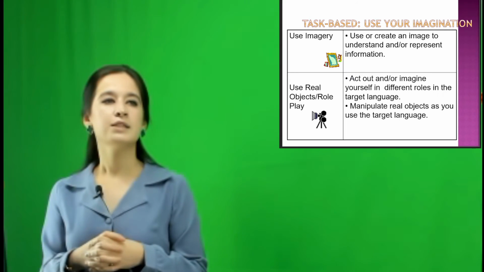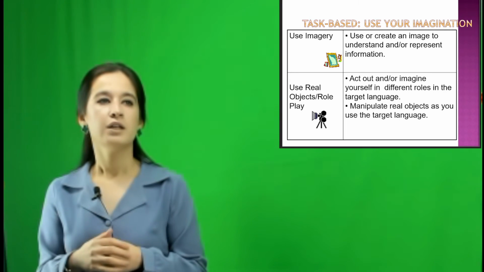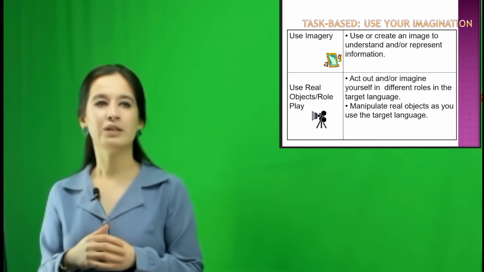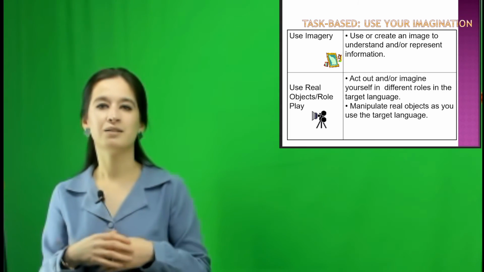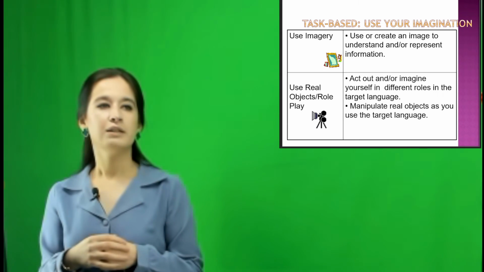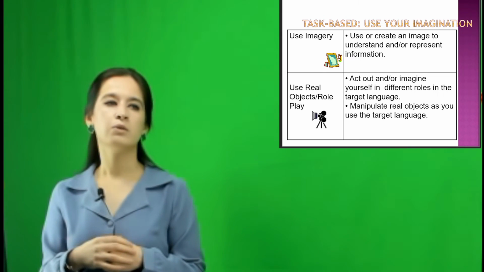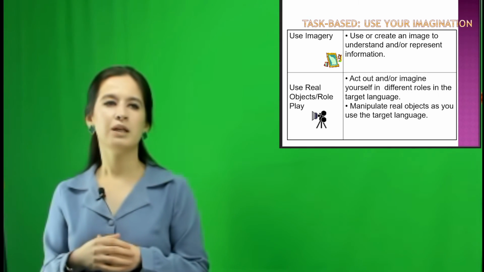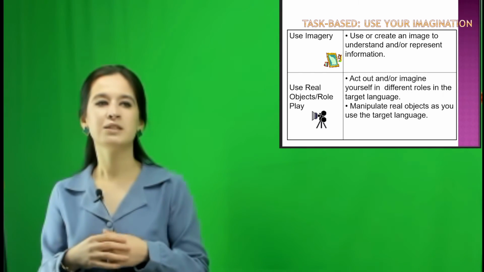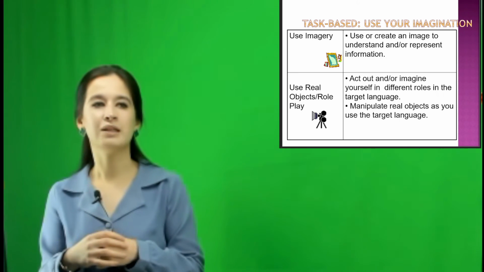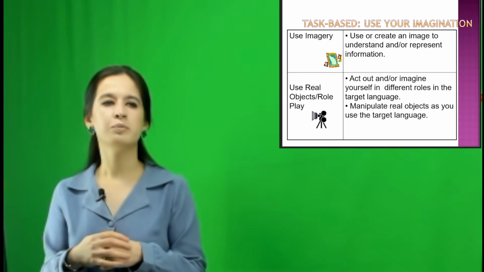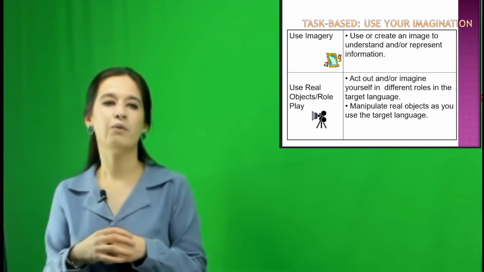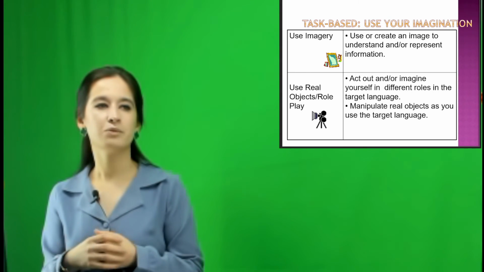Well, the next one is using imagery. In this stage, they will use or create an image to understand or represent the given information. The next one is using real objects or role plays. To do so, they will act out or imagine themselves in different roles in the target language. Also, they can manipulate authentic objects while using the target language.